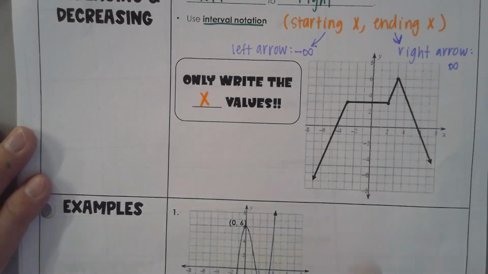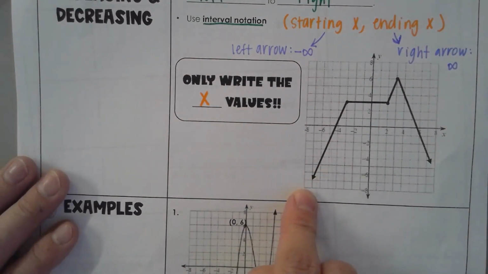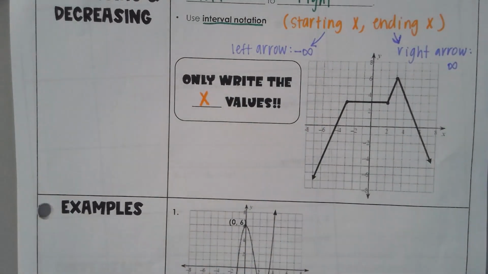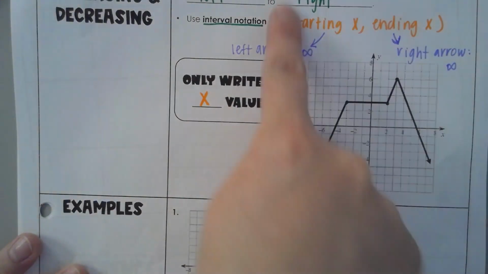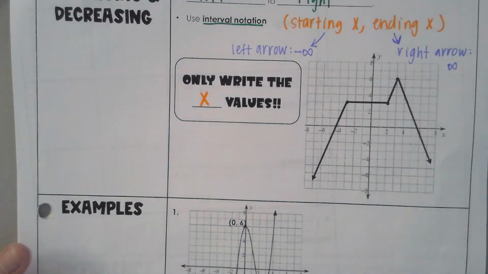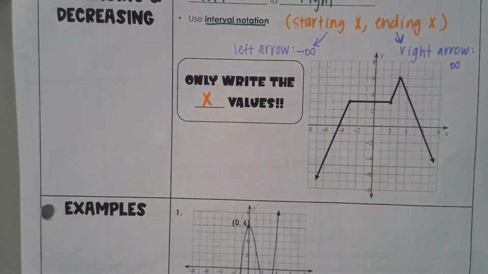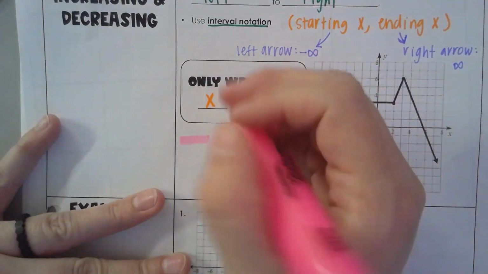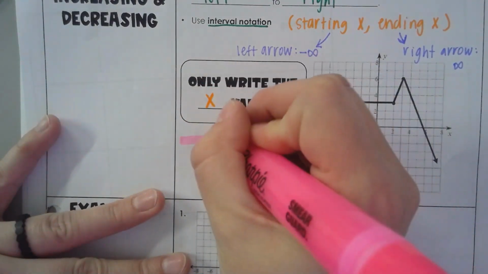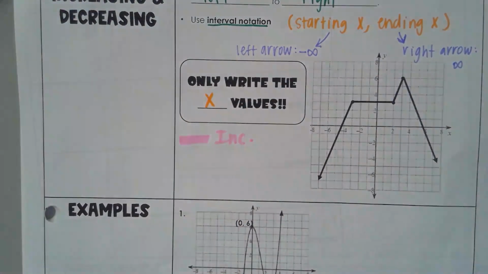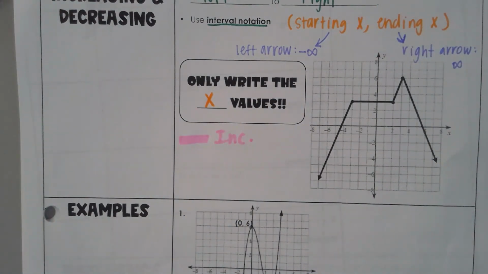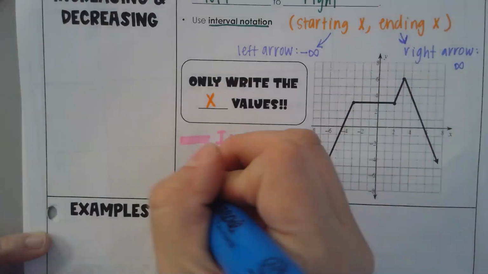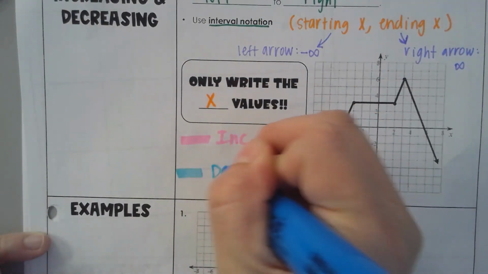So with this first graph, we're just going to identify where it's increasing and where it's decreasing. We're not going to actually write out these intervals. We will do that with the rest of the examples. So I'm going to use pink when I am doing my increasing. If you have your own colored pencils or highlighters, you can use them. If not, you don't necessarily need two colors. I'm going to use blue for decreasing.